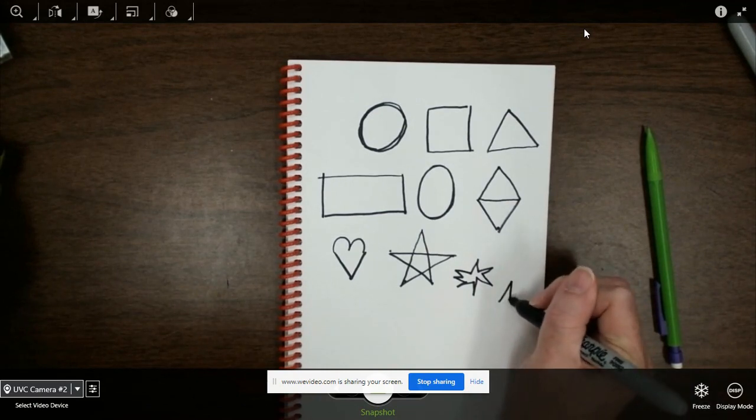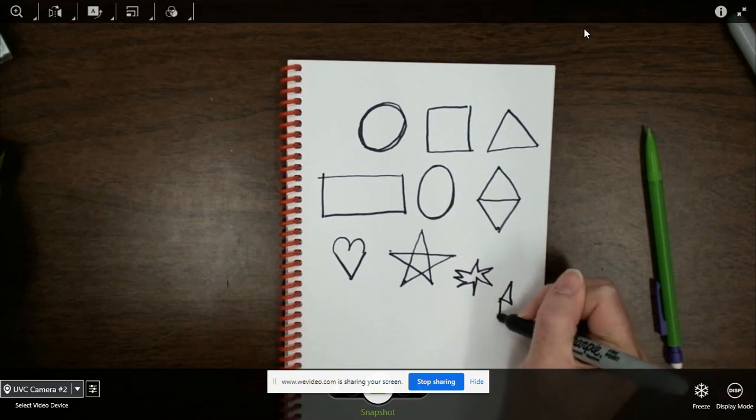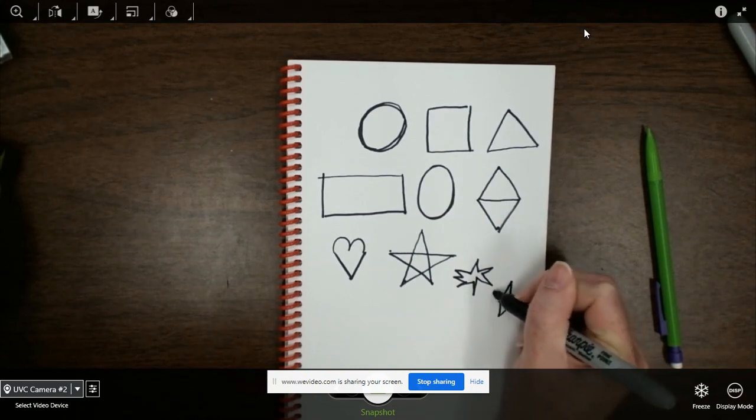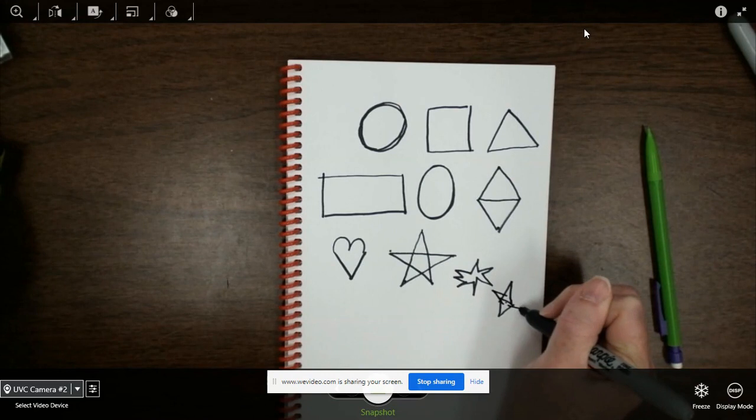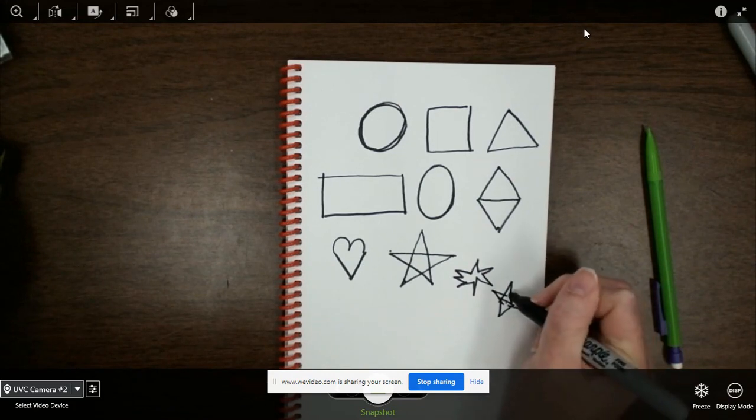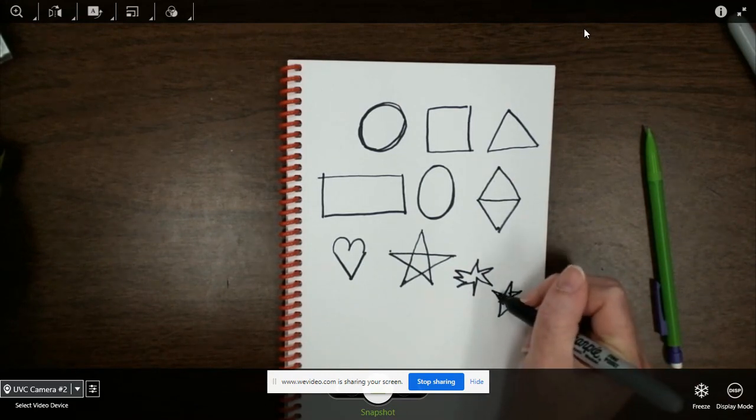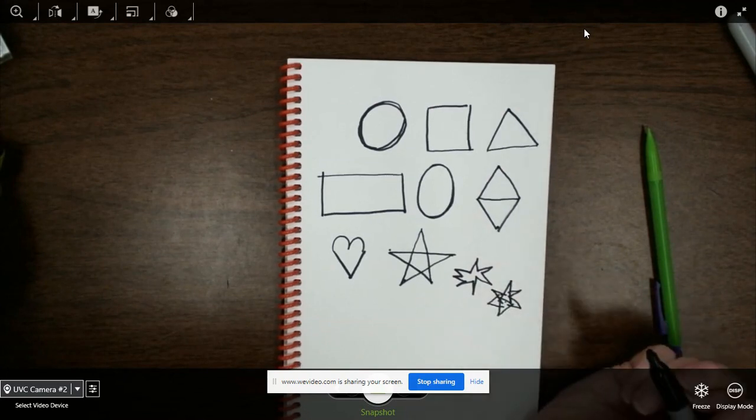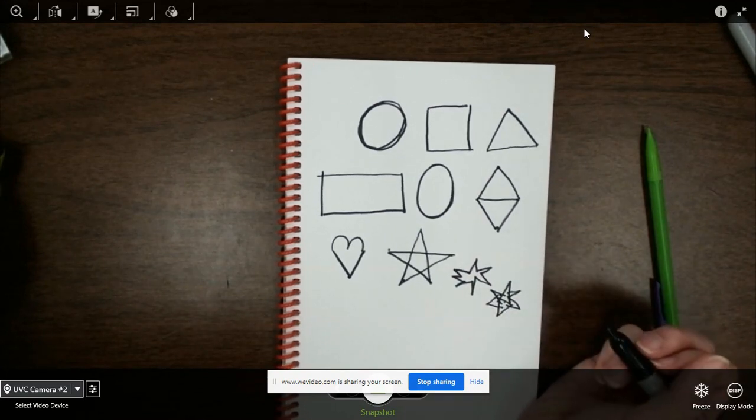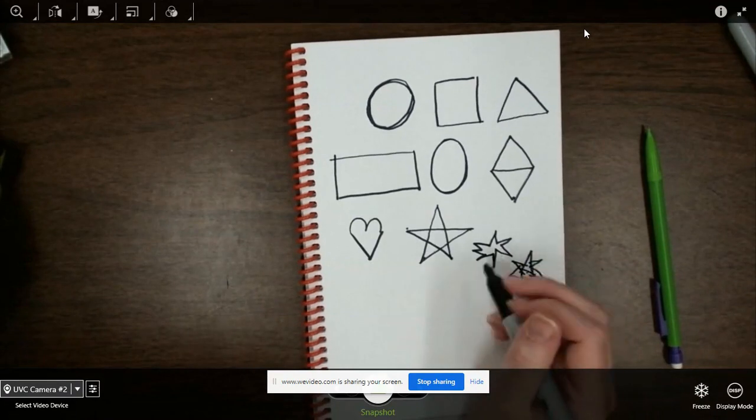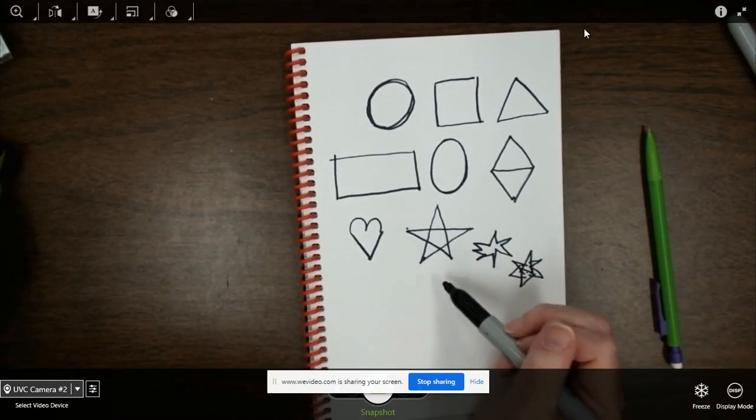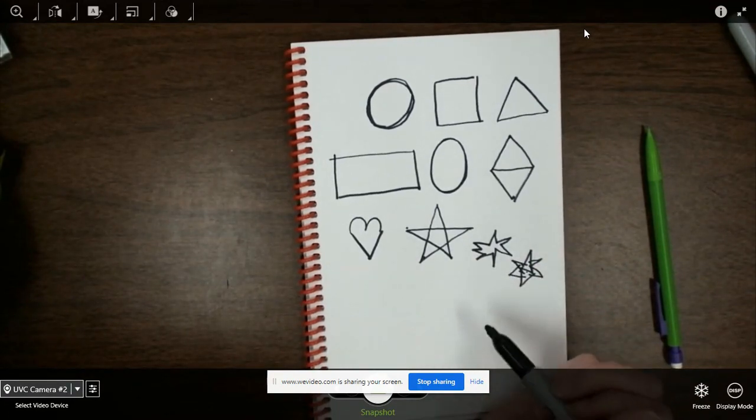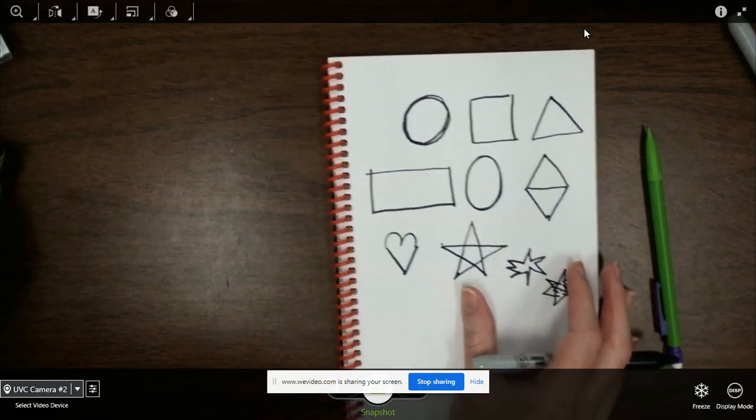Or maybe you can take a diamond shape and then just add some more zigzags around it to create another star. Oh my gosh, super fun. Stars can be really tricky sometimes, or they can just be fun. So this is just practice.